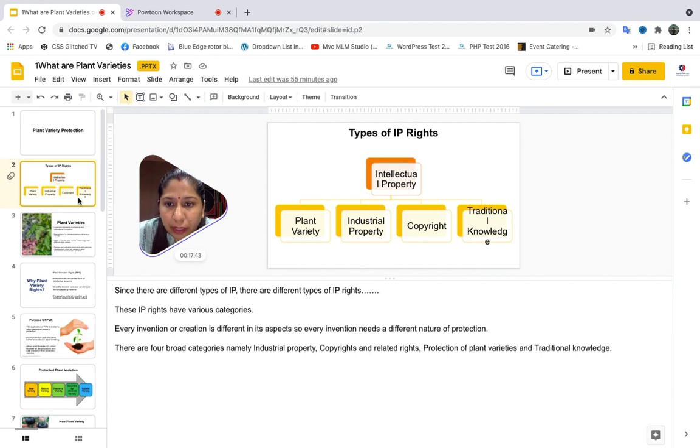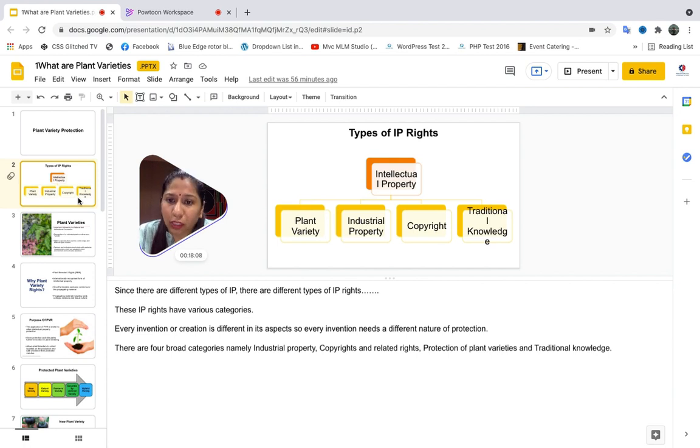Now we know what are intellectual properties. Intellectual property is basically creation or effort of human mind. When a person invents something using creativeness or intellect of his or her mind, it is called as intellectual property. These intellectual properties are protected by certain rights. These rights are granted to the inventor and called as intellectual property rights.